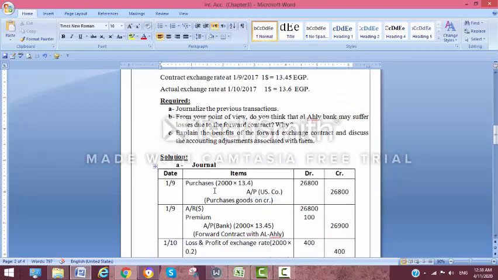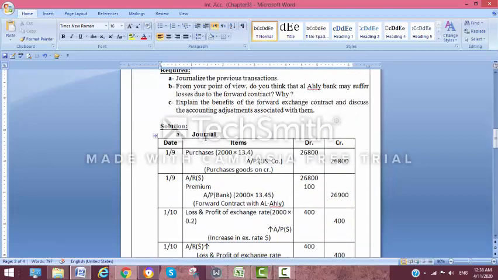For now, how to record the journalized entry. In the schedule you will have four columns: date, items, debit, and credit.